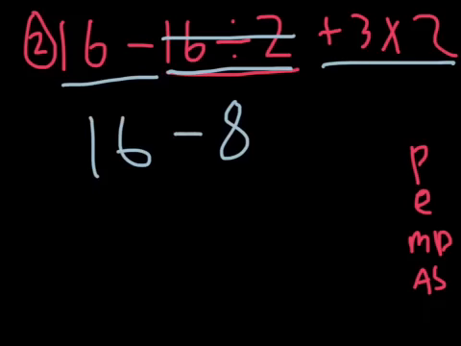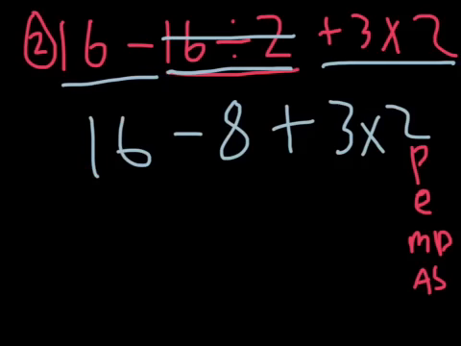Minus what we got, 8, and then plus 3 times 2. All I'm doing there is copying what I have left. Okay? So, now you're going to go through again, because you're on a new level. No parentheses, nope. No exponents, nope.